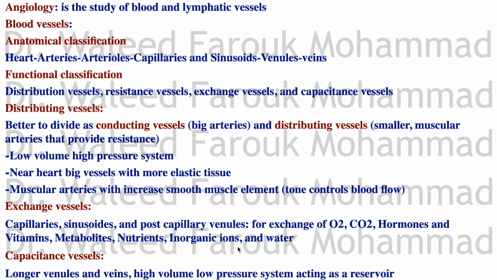Capacitance vessels are the large venules and veins, a high volume, low pressure system acting as a reservoir. Now, there are also the resistance vessels. We mentioned they are the smaller arteries and the arterioles, because they are the main control of the blood pressure.